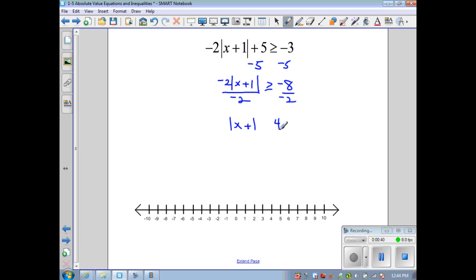But recall, from the properties of inequality, when I multiply or divide by a negative, that changes my inequality, and that means I flip it, and that becomes less than or equal to. From our definition, the absolute value is less than 4. Therefore, this is an AND, which is an intersection.